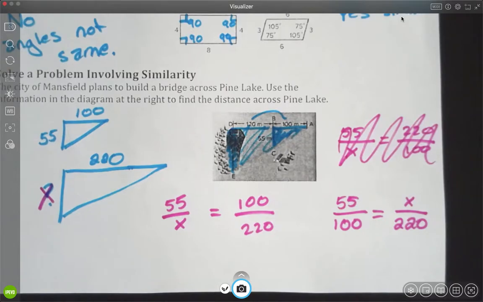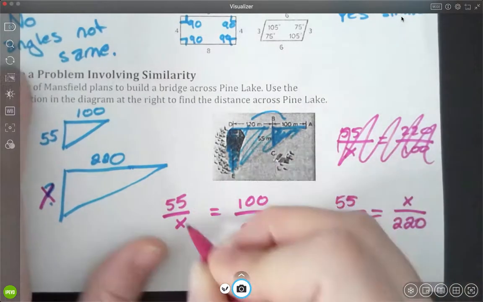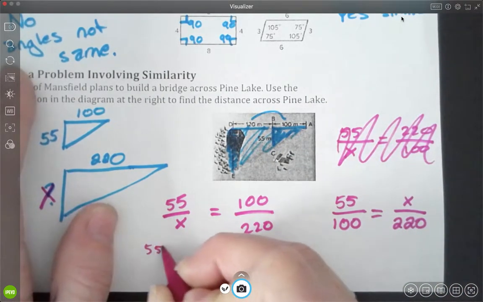Does that make sense? So now, it doesn't matter which one of those I solve because no matter what, I'm cross-multiplying. I'm taking 55 times 220, and I'm doing x times 100. It doesn't matter which one you use because you end up doing the same thing. So let's start with this one. 55 times 220. I'll write it all out.